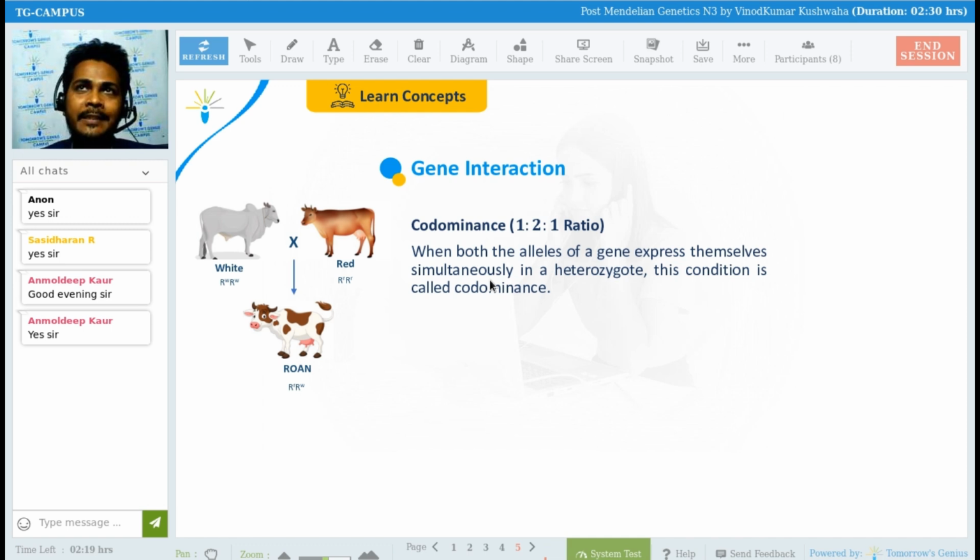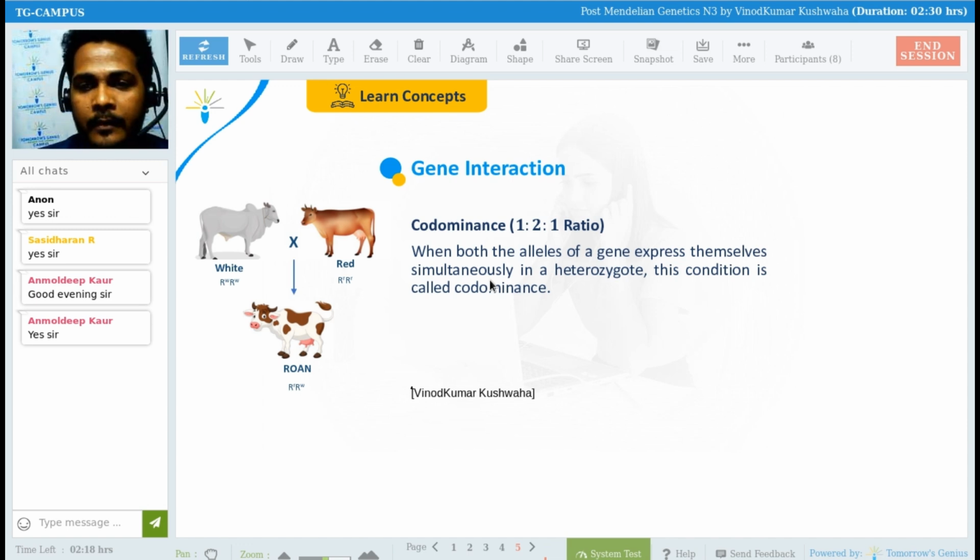Okay, how many of you know about gene, allele, and chromosome? How will you differentiate between a gene and an allele? Yes, anyone know about the difference between the gene and the alleles? Because in gene interactions, the allele is very important. Yes? A gene consists of two alleles, sir. Okay, okay.